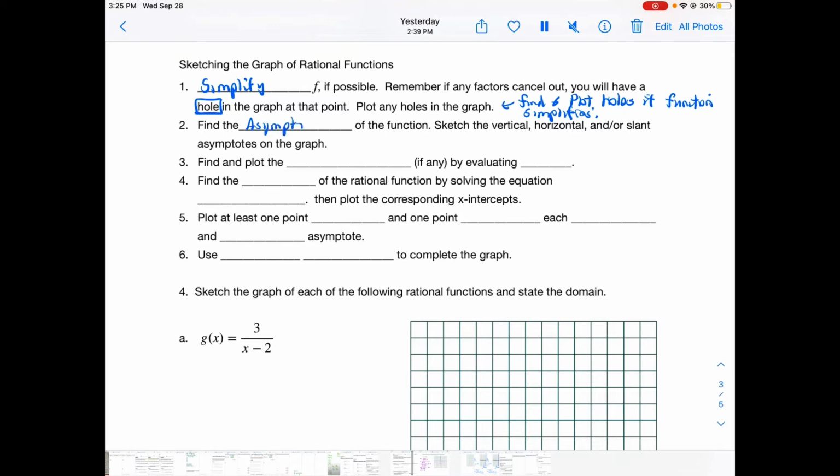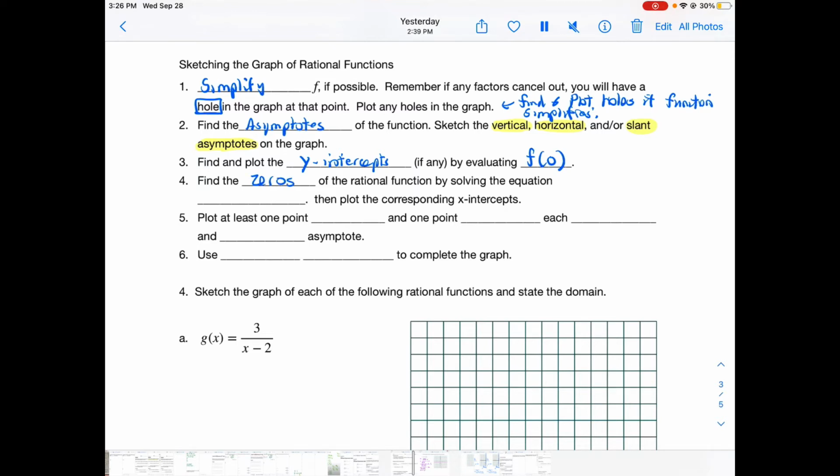Next, I'm going to find the asymptotes of my function. And so you must find your vertical asymptote. And then if it has a horizontal asymptote, find the horizontal asymptote. And if it has a slant asymptote, find the slant asymptotes. Once you find those asymptotes, the next step is to find and plot your y-intercepts, if they have any. And remember how to find y-intercepts: that's when your x is equal to 0. So you're going to evaluate the function f of 0. So in your simplified equation, just replace every x with 0 and get your answer.